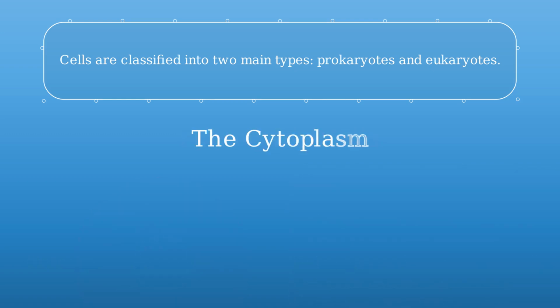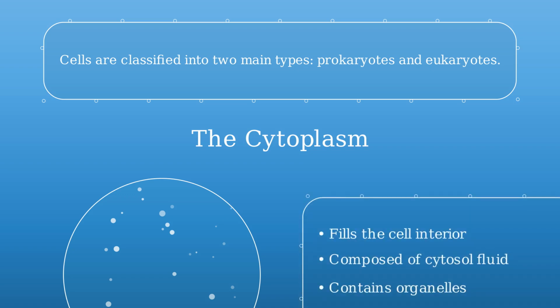The cytoplasm is the material that fills both prokaryotic and eukaryotic cells. It consists of cytosol, a gel-like fluid, and contains various cytoplasmic organelles and structures. The cytoplasm serves as the medium for most cellular biochemical reactions and provides support for the cell's organelles. It's constantly moving, transporting materials throughout the cell.